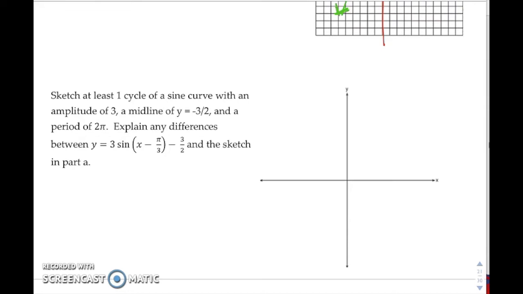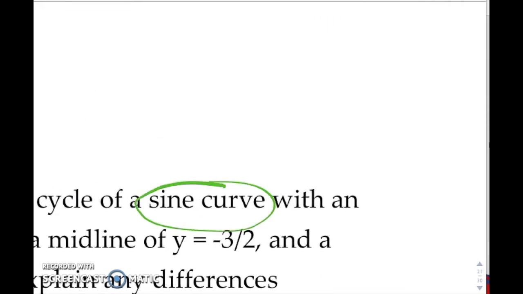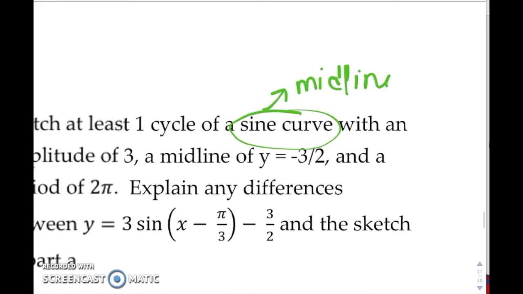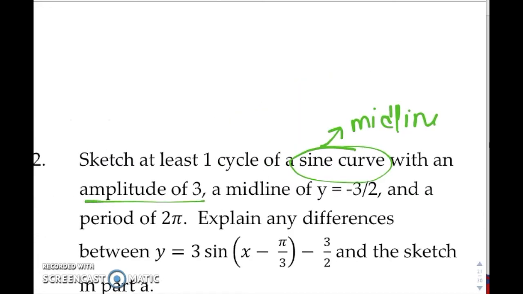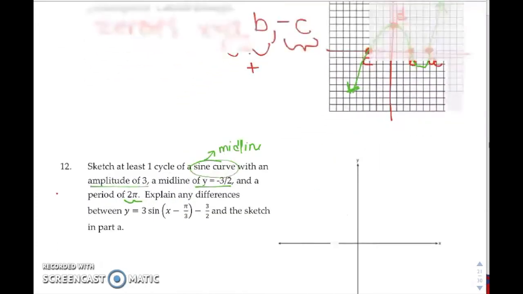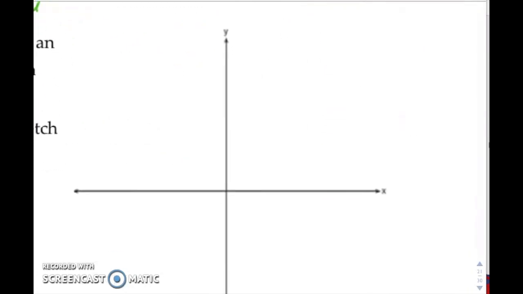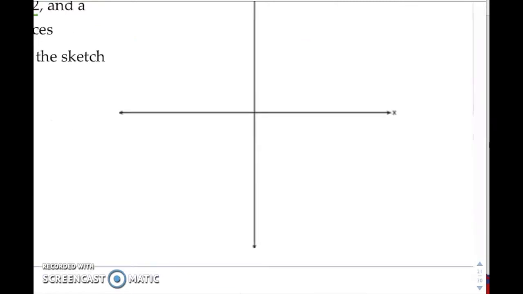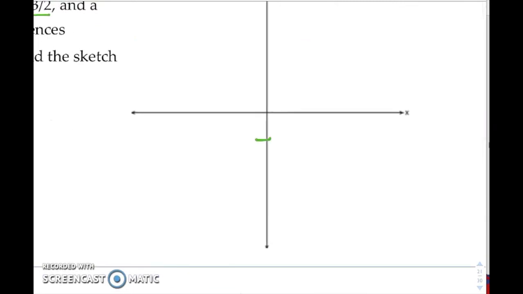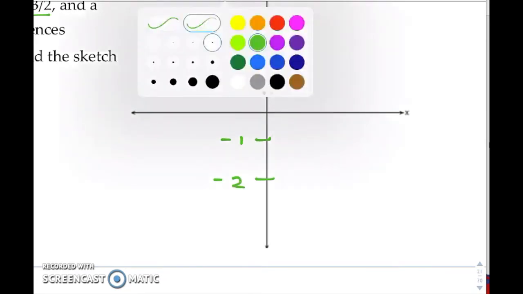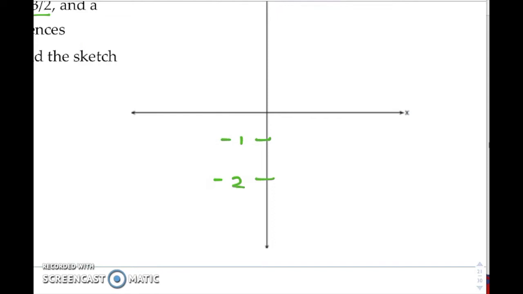So let's start by sketching part A. It says it's a sine curve, so sine tells me it's going to start from its midline. Its y-intercept should be at its midline. It has an amplitude of 3, a midline of -1.5, and a period of 2 pi. So here's what I know. My midline should be at -1.5. So let's say that's -1, this would be -2. My midline is going to be right through here.